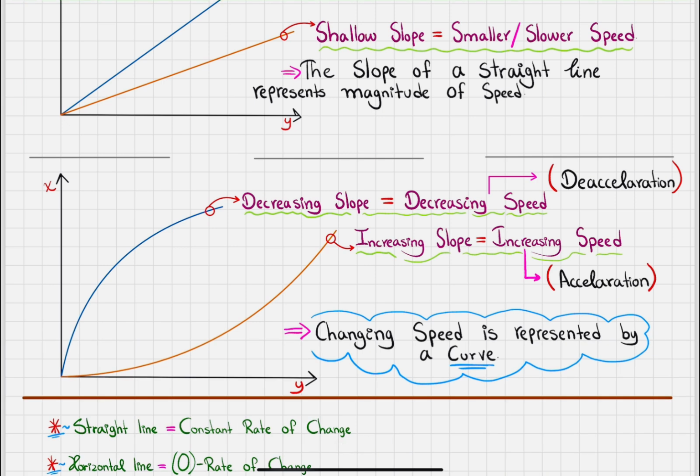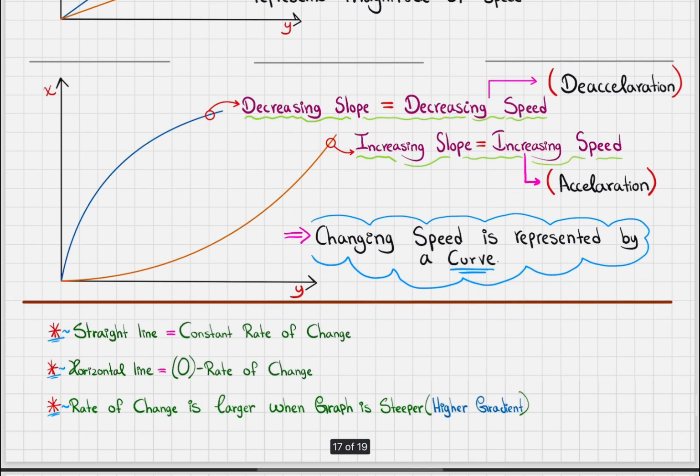Decreasing slope is equal to decreasing speed, the acceleration. Increasing slope is equal to increasing speed and acceleration. Changing speed is represented by a curve.